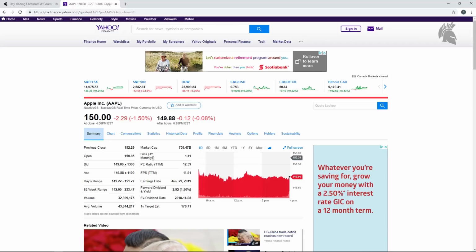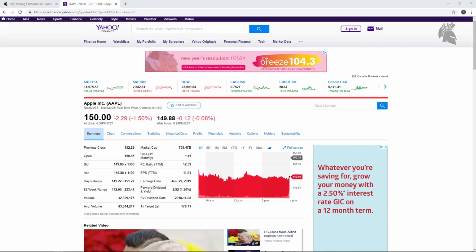EPS is the earnings per share. So the EPS is the portion of the company's profit allocated to each share of common stock, and this is again another indicator of the company's profitability and possibly used to understand or place a valuation on a stock. The earnings date, obviously that's just when the earnings are going to be coming out. So we can see earnings for Apple will be coming out January 29th.